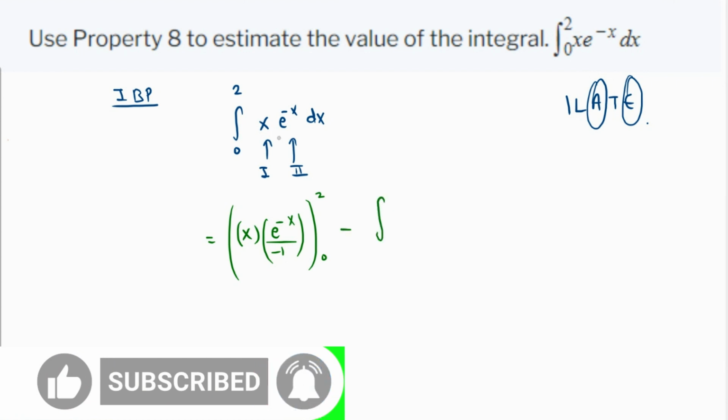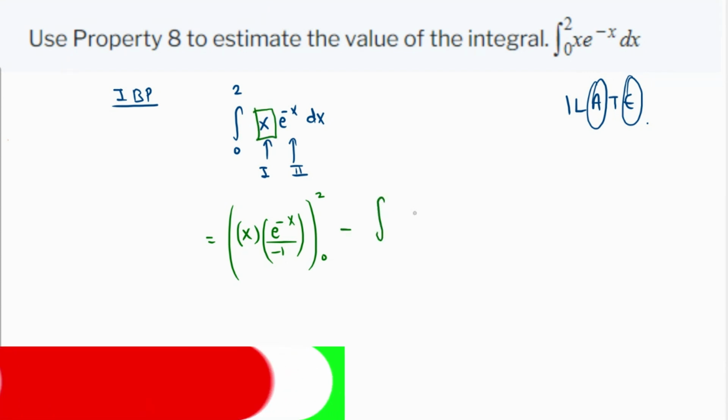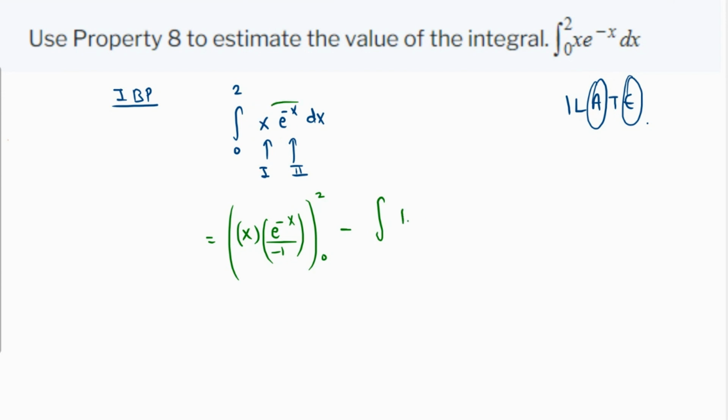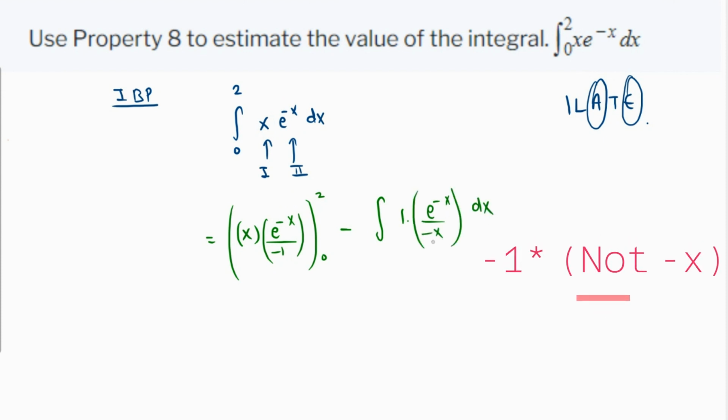Minus the integration of the differentiation of the first term. So the differentiation of x is just 1. Integration of the second term, which is already written over here, e raised to minus x over minus 1. And this complete thing is once again integrated with respect to x within the same limits. So this will be minus x e raised to minus x within the limits of 0 to 2. And this minus and this minus will become plus.